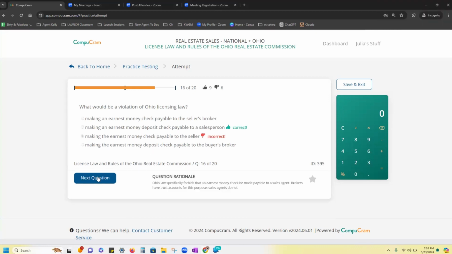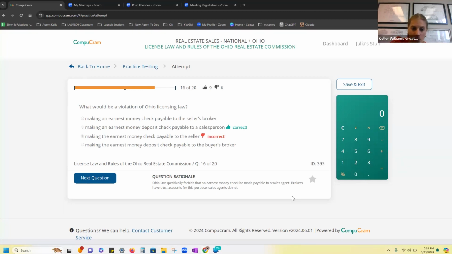Let's see. B, making an earnest money deposit check payable to the salesperson. Ohio law specifically forbids that any earnest money check be made payable to a sales agent. Brokers have trust accounts for this purpose. Sales agents do not. If both buyer and seller agree to make it out to the seller, then you can, but you can never make it out to your salesperson or sales agent. Normally earnest money just goes directly to the title company. We have a trust account for earnest money, but we don't really use it.